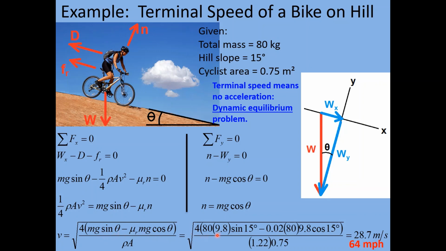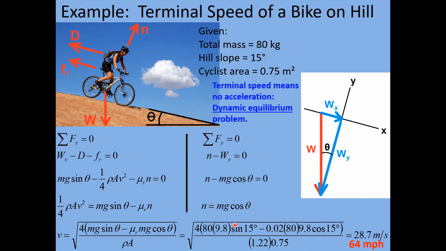The next step is just to plug in all our numbers. The mass was given as 80, g is 9.8, theta was given as 15 degrees, and for the rolling coefficient, I assumed rubber on cement, which is 0.02. Again, m is 80 kilograms, g is 9.8, theta again is 15 degrees. And down on the bottom, remember rho is the density of air, which is 1.22, and the area we were assuming is 0.75. I didn't put the units in here just to save some space, but everything is in the proper SI units: meters, kilograms, seconds.